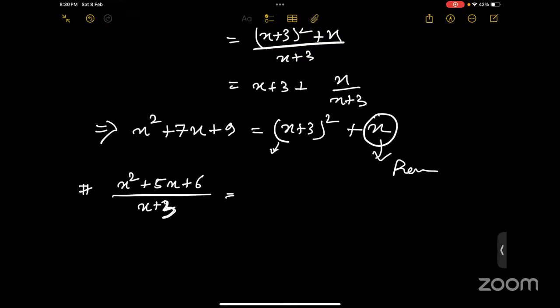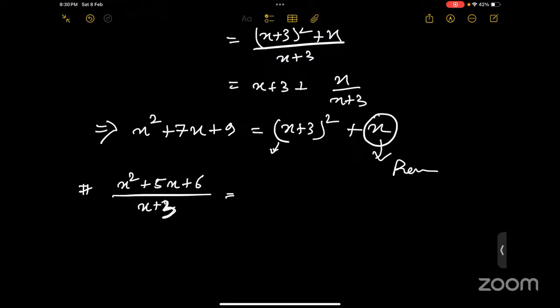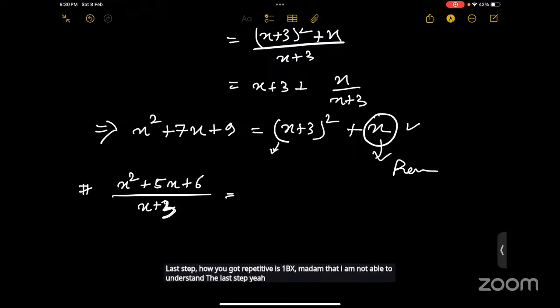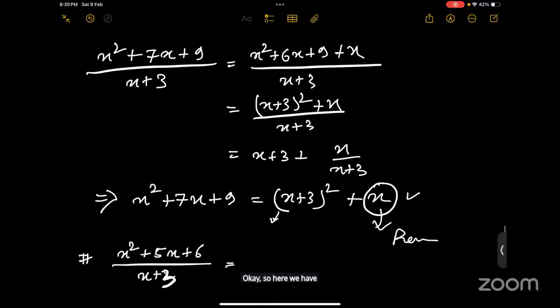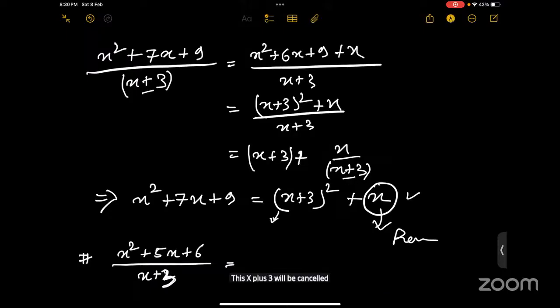Madam, in the last step, how did you get the remainder as only x, madam? That I am not able to understand. Which one? This one? The last step. Yeah, this implies step. Okay. So here we have x plus 3 in the denominator, right? Also here we have x plus 3 in the denominator. So if I just multiply both sides with x plus 3, then this x plus 3 will be cancelled out. This x plus 3 will be cancelled out. This will be twice x plus 2, right?